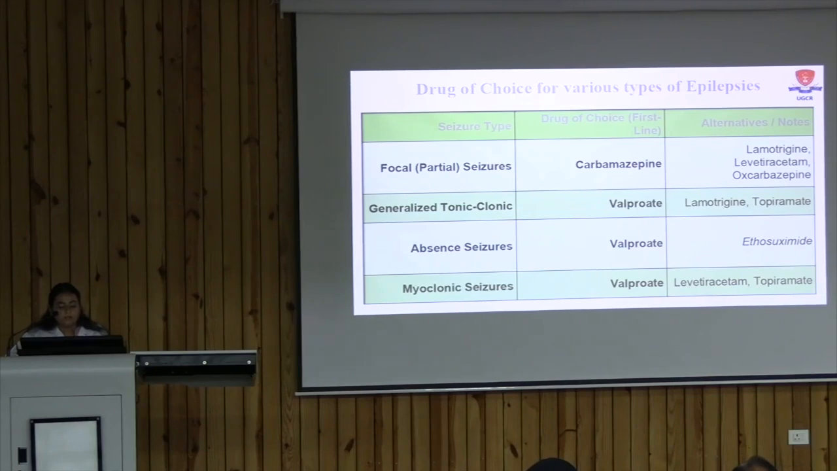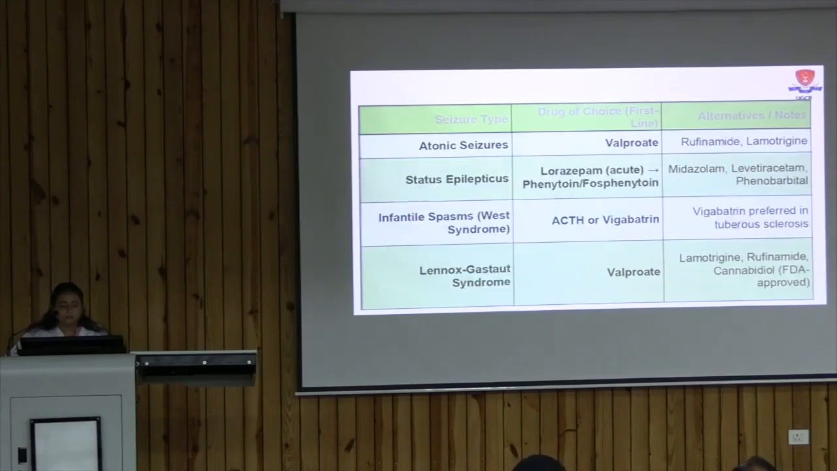For myoclonic seizures, valproate is the drug of choice, while levetiracetam and topiramate can be used as alternatives. For atonic seizures, the first line drug is valproate, while rufinamide and lamotrigine are used as alternatives. For status epilepticus, in acute conditions, lorazepam is used, after which phenytoin and fosphenytoin can be used. Alternatives are midazolam, levetiracetam, and phenobarbital.